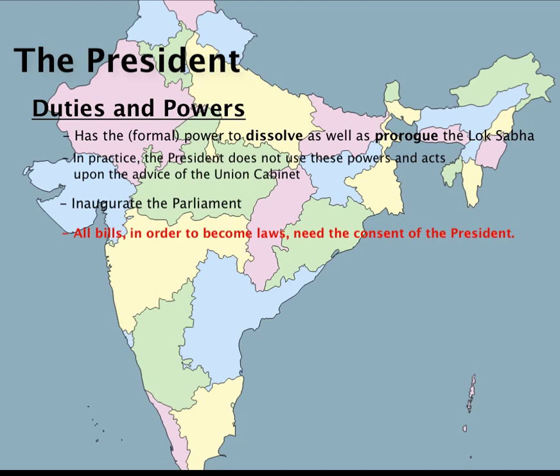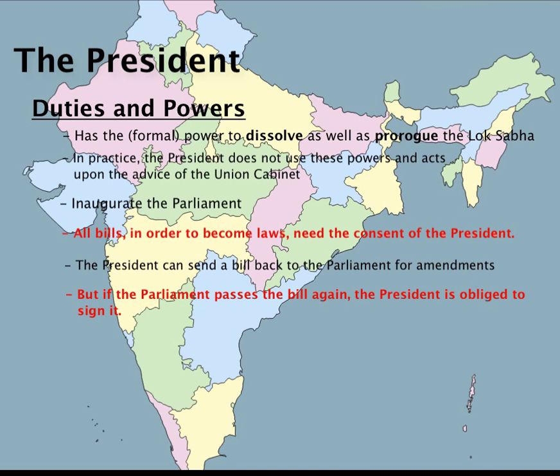The president can also send a bill back to the parliament for amendments. He can suggest these amendments as well, but he can only do this once. If the parliament passes the bill again, which means if the Lok Sabha and the Rajya Sabha vote and pass the bill again, the president is obliged to sign it. The exception to these bills are money bills, which are bills regarding taxation and government expenditure, and constitution amendment bills.